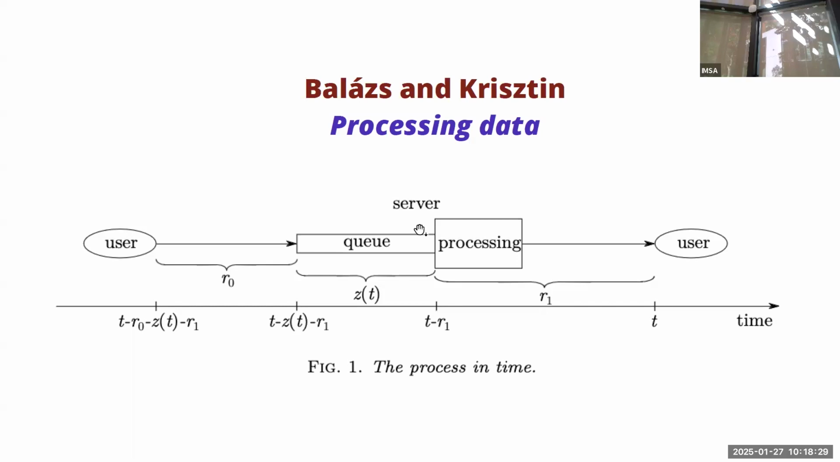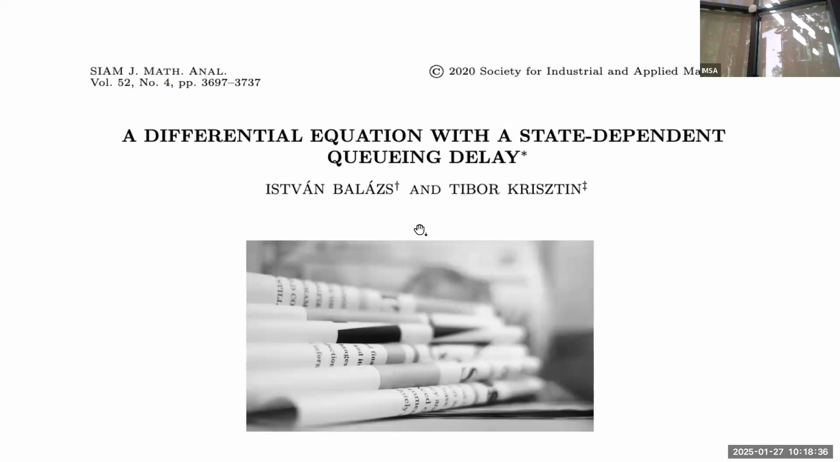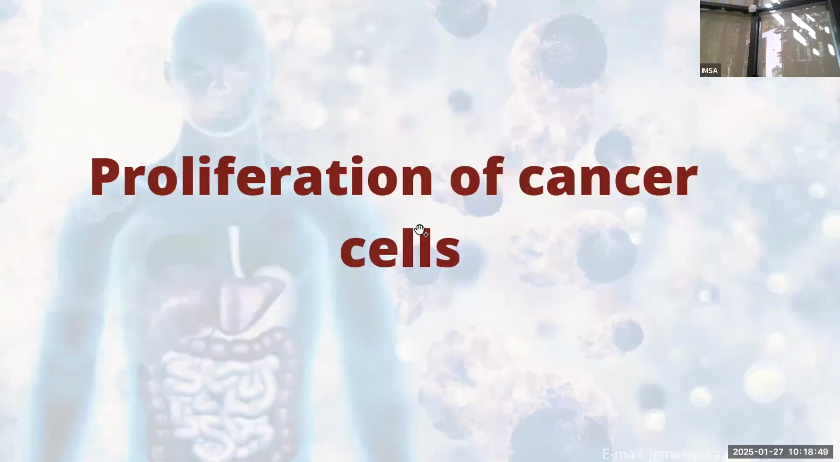The delay is really important, and we have a type of state-dependent delay. You can see more details in the paper that was published by Paula and Christine in this journal. There are also other types of models about the proliferation of a cancer cell, where again it's really important to consider the delay. And here we need partial differential equations with delay.